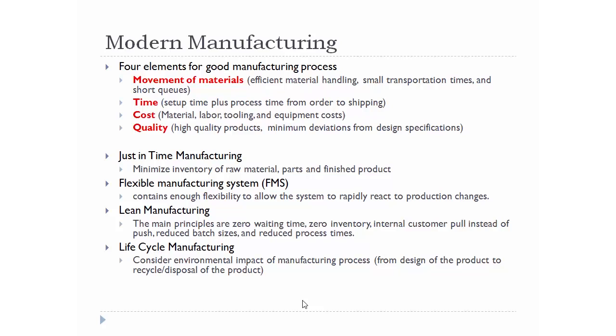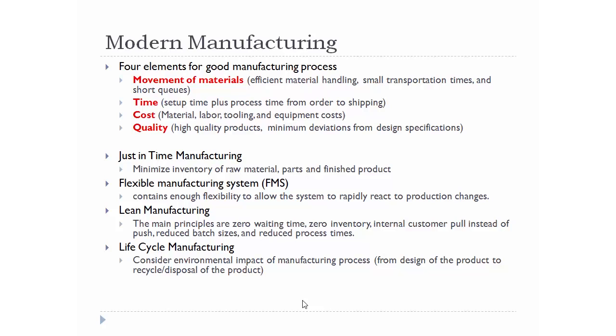Now, this is the most important thing that I need to tell you about. It's about the more modern manufacturing. There are 4 elements in good manufacturing process. Okay, the first one is movement of materials. Second one is time, cost, and quality. If you can control those 4, your manufacturing will be very good.